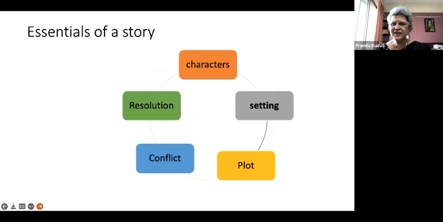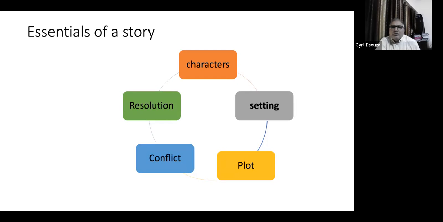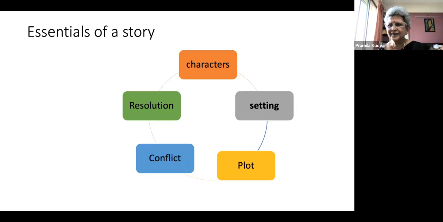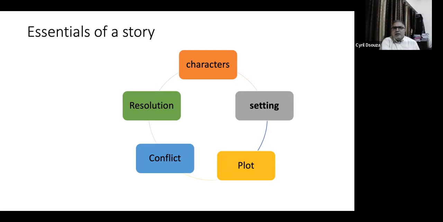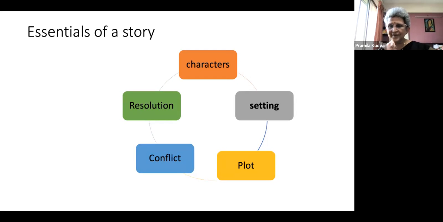Okay. Now, what are the essentials of a story? It needs to have characters. It needs to have a setting. It needs to have a plot. There has to be a conflict and a resolution. Resolution is the end. So: characters, setting, plot, a conflict, and a resolution. Why do you need a conflict in a story? Why can't it be a straightforward story? Why should there be a conflict? To engage children and create interest, something gripping that gets children engaged. Correct. Always there is a sense of mystery that brings in interest. So a conflict always builds up the interest.